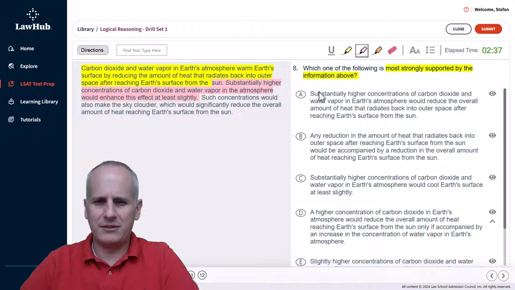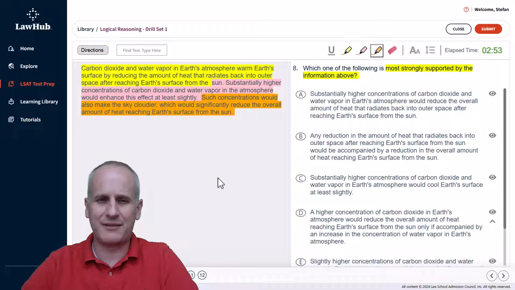Now, the final sentence we're going to end up highlighting in orange, and it reads, such concentrations, meaning the concentrations of carbon dioxide and water vapor, would also make the sky cloudier, which would significantly reduce the overall amount of heat reaching Earth's surface from the sun. Okay, so there's basically kind of a two-directional thing happening here. But again, I just understand it holistically. I'm not drawing out any conditionals, and I've got my 3 facts separated by the different colors.